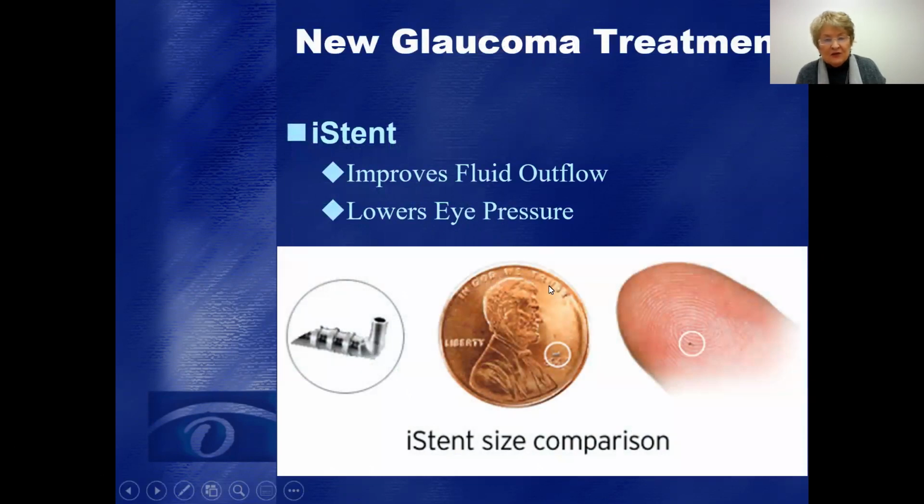So here's something that's really been a big improvement for us. It's called the eye stent. And look at it, it improves the fluid outflow and so can lower the eye pressure. It's this tiny little stent. Look at it here on a penny, how small it is, or even here on a finger. There's the picture of the stent itself, and it can be implanted into the eye so that there's always a place for fluid to drain out.